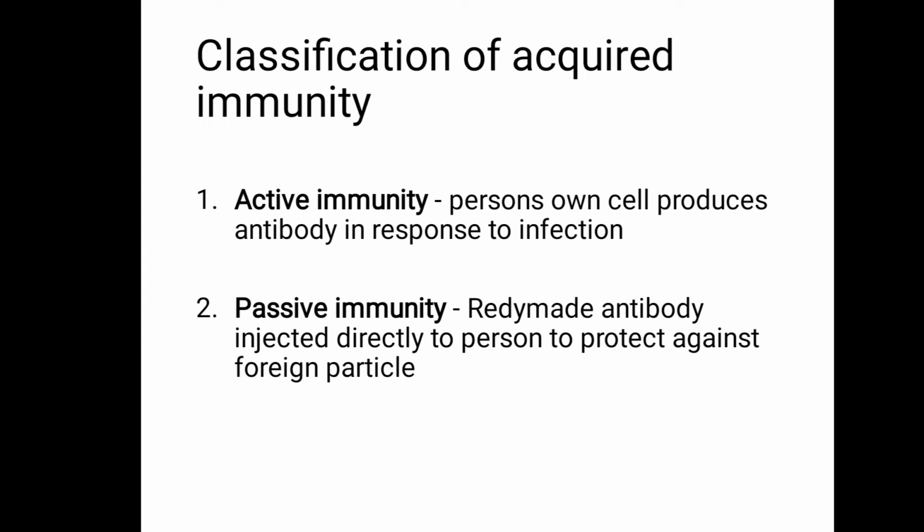Next is the artificial passive immunity, by administration of hyper antibody by hyperimmune sera of man and animals. For a particular foreign particle, we administer the particular type of antibody.